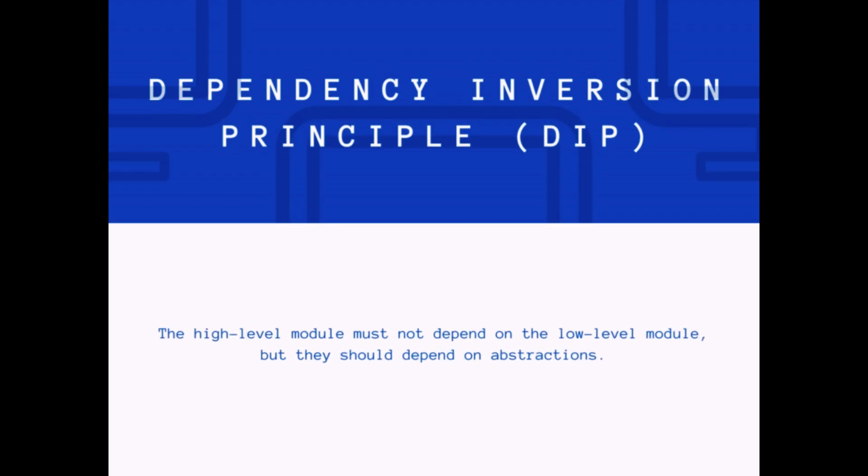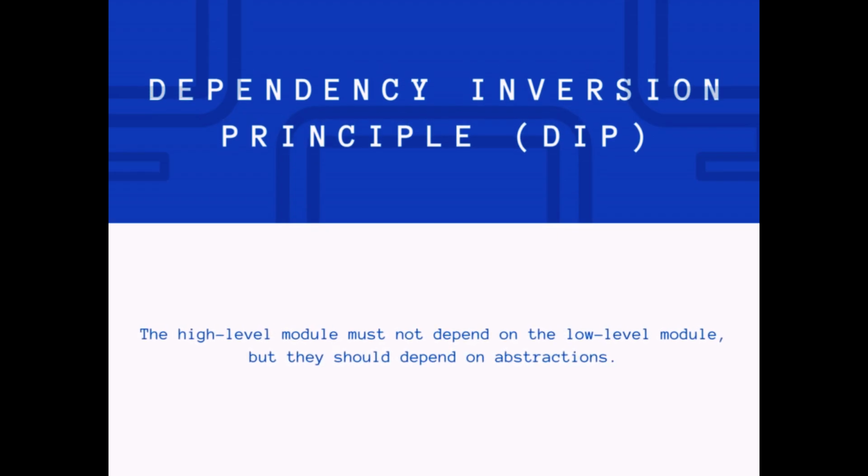Last but not least, we have the Dependency Inversion Principle, or DIP. It states that high-level modules should not depend on low-level modules, both should depend on abstractions. Additionally, abstractions should not depend on details, details should depend on abstractions.